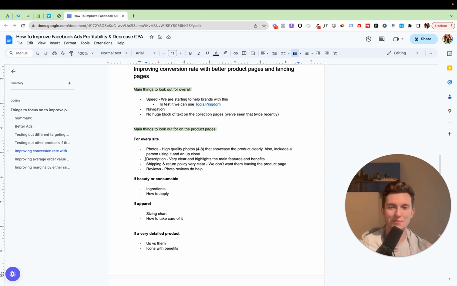Don't get me wrong, but they just forget that you have to sell the product and convince people to buy it. So you want to really highlight the main features and also the benefits. Make sure you give a good couple of sentences of description at the top that really sells the product and creates a bit of experience, right?